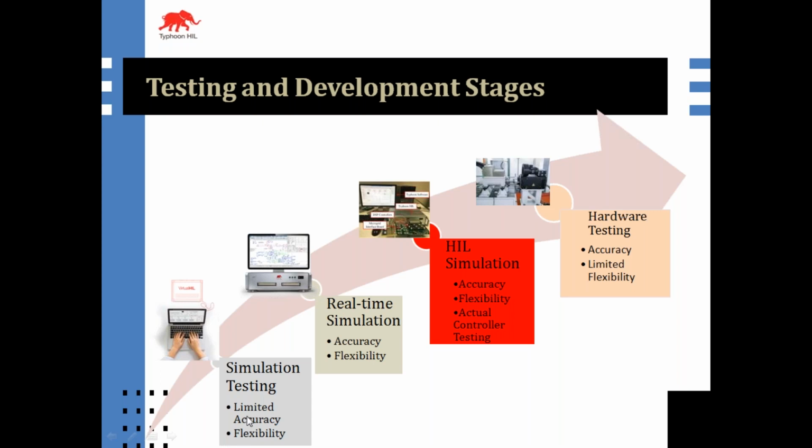For example, if you want to go beyond the rating, or below the rating, in simulation, like for an induction motor at 2 ampere, the starting current can go up to 8 ampere. All these flexibilities you can have in simulation testing. But here we have limited accuracy, while flexibility is more and more.